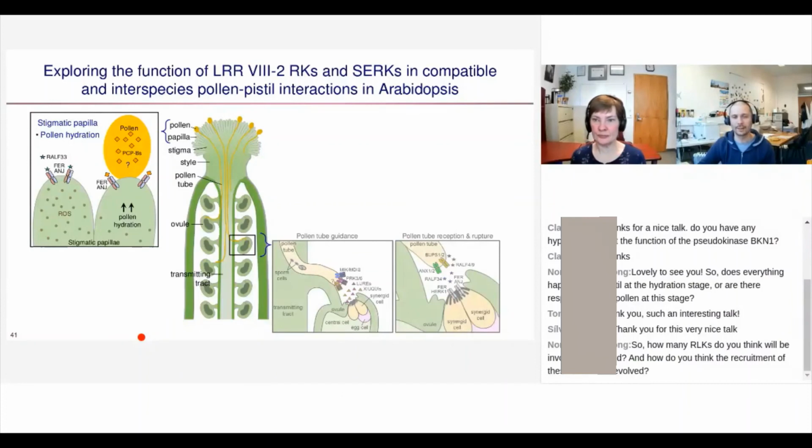I have a technical question. You showed a number of beautiful images of pollen tubes growing in the pistil. So how technically demanding are those analyses?